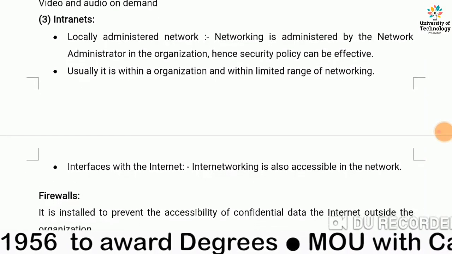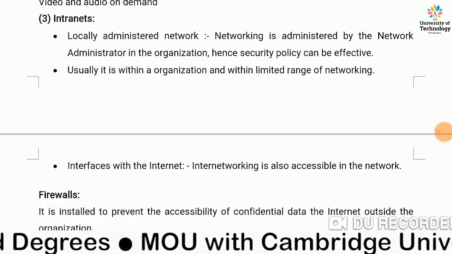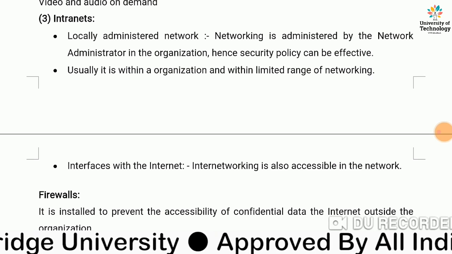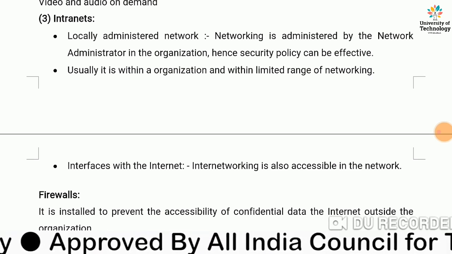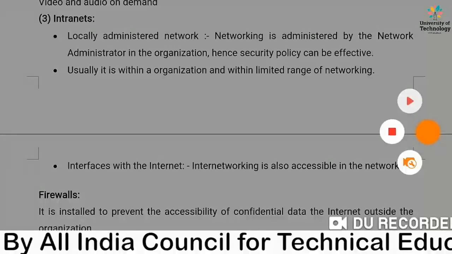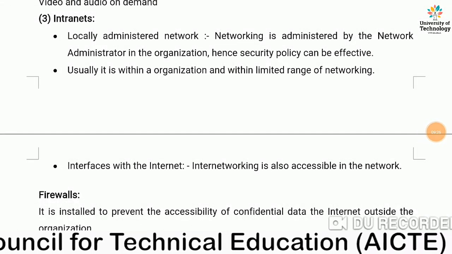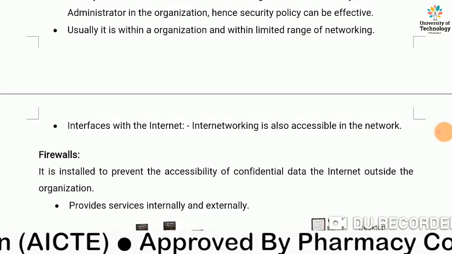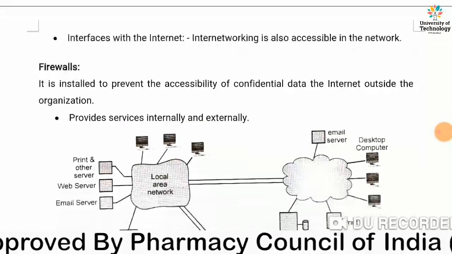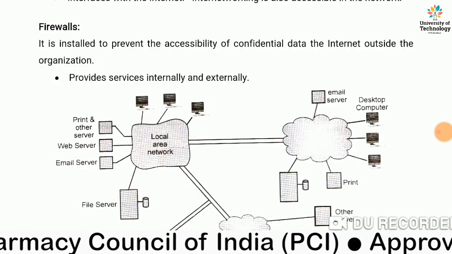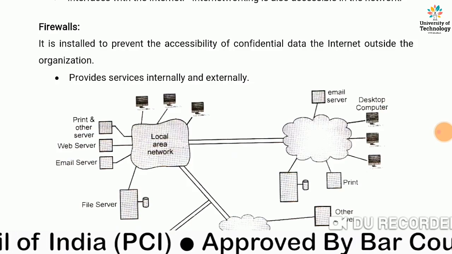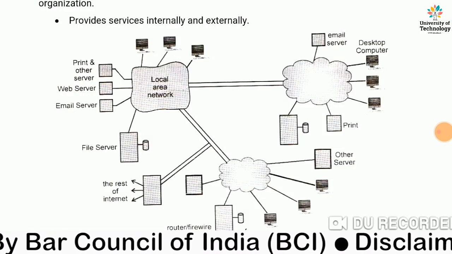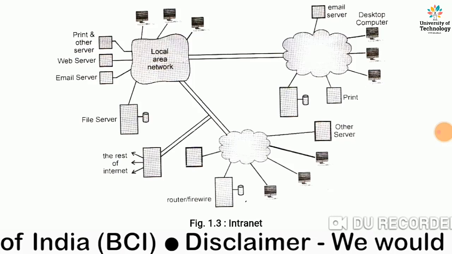Next, intranets. Locally administered networking is administered by the network administrator in the organization. Hence, security policy can be effective. Usually it is within our organization and within a limited range of networking. Next, interfaces with the internet. Networking is also accessible in the network. Next, firewalls. They are installed to prevent the accessibility of confidential data. The internet outside the organization provides services internally and externally. Okay, so you can pay attention here.